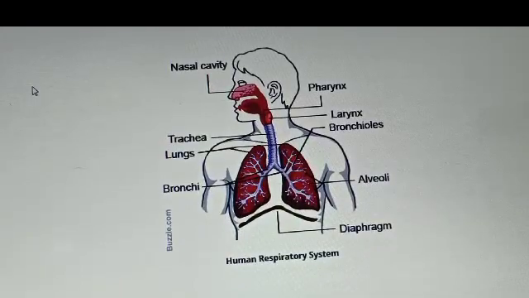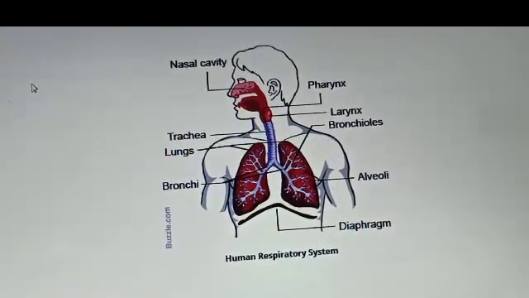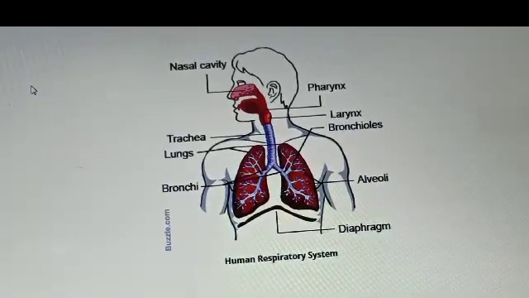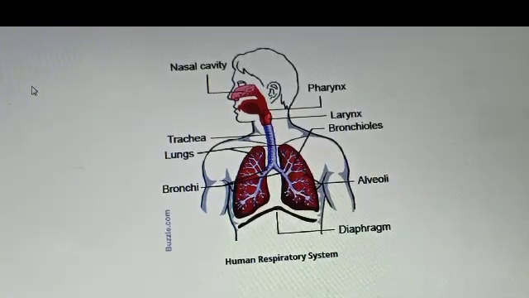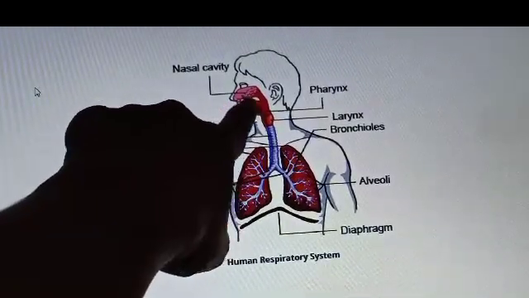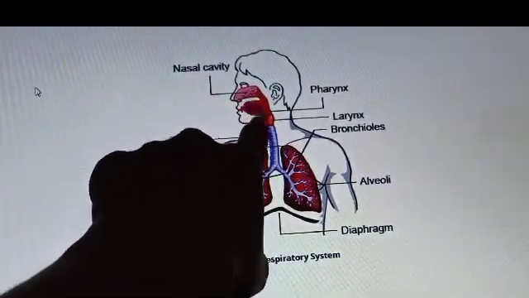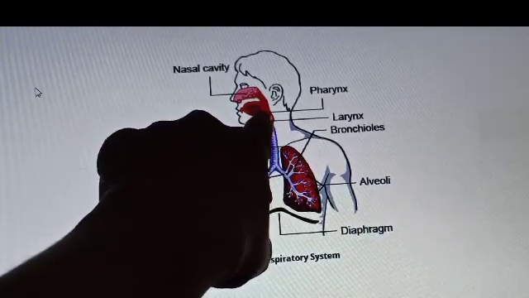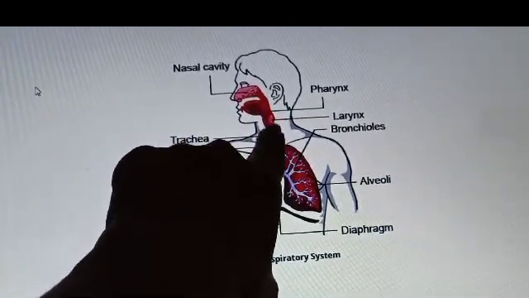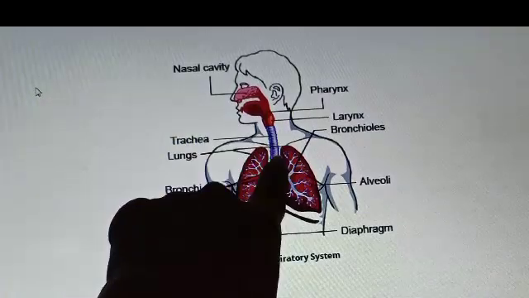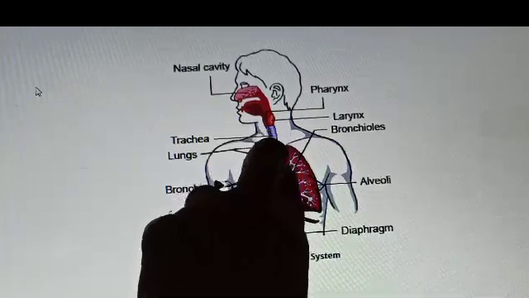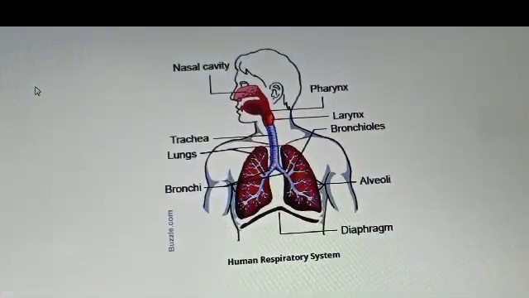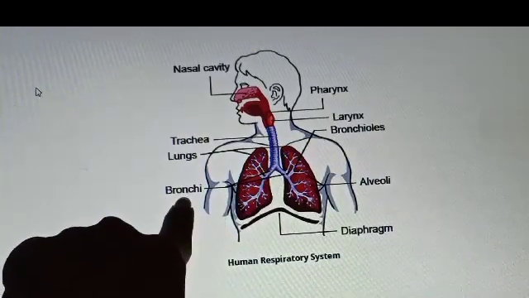Now let's see another figure, that is the human respiratory system. In that you have to draw the human respiratory system. It starts with the nose. The nose opens into the nasal cavity. Then it continues into the pharynx and then the larynx. After the larynx, this tube-like structure is called the trachea. The trachea divides into two parts when it enters the lungs. Then they are known as the bronchi.